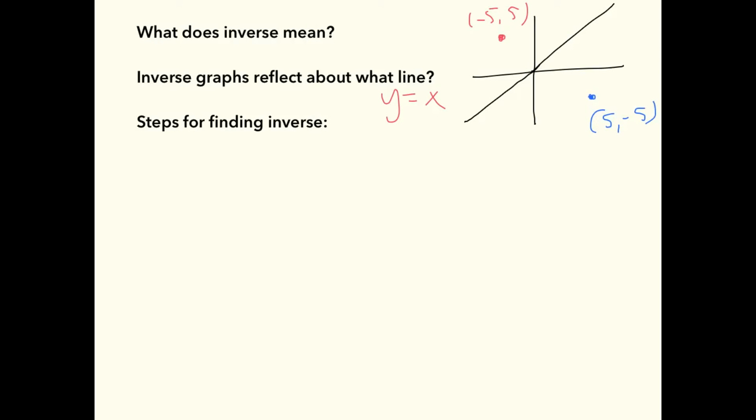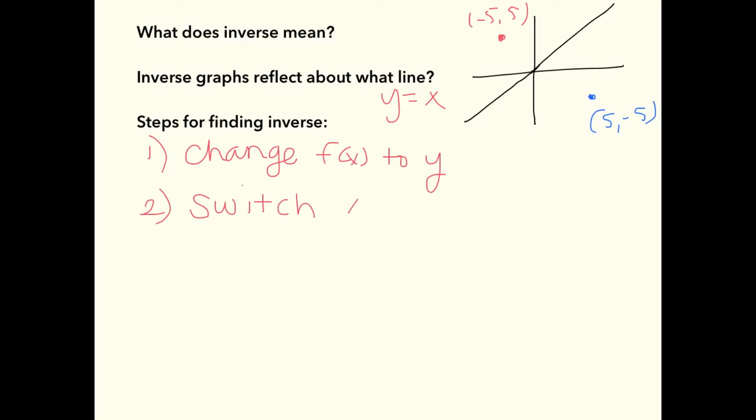Now the steps to finding it algebraically. The first thing you want to do, sometimes your f of x is already y, but if it's not, change your f of x to y. Then, just like we did with these points, my x became my y and my y became x. I switched my x and y's to get my new point. So you switch your x and y. X becomes y and y becomes x. Number 3 is you're actually just going to solve for your y now.